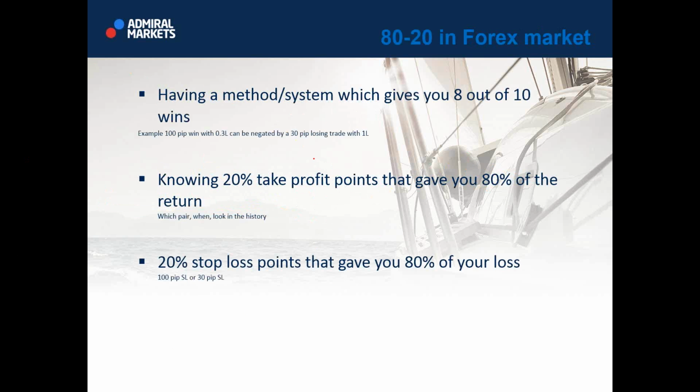This is related to the Forex market. How? Having a method or system which gives you 8 out of 10 wins is good, but it can easily be negated. Okay guys, pay attention. This is a good system. It gives you 8 out of 10 wins. But what if your psychology messes up your trades? Example: a 100 pip win with 0.3 lot can easily be killed and negated by a 30 pip losing trade with one lot. So you would be 70 pips in profit, but your account will show a loss.